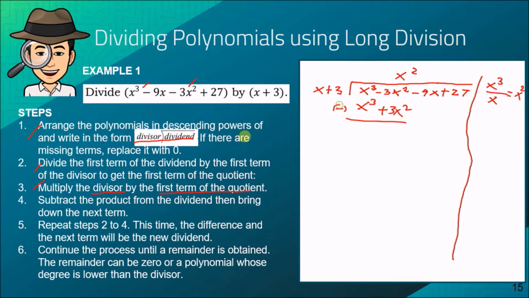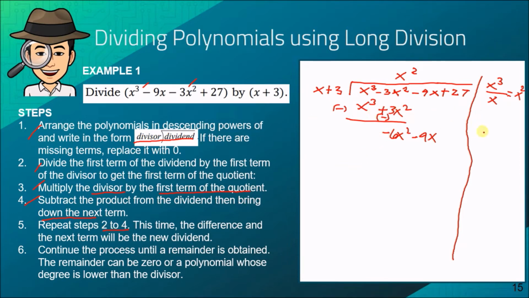Isusubtract natin yan according to step number 4. So you will have to cancel this as always. Nagka-cancel naman yan parati. And ito naman, isusubtract natin. Siyempre, ang rule of sign, papalitan natin ng negative ito. Saka natin i-add. Kaya magkakaroon tayo ng negative 6x squared. At saka i-bring down natin yung susunod na term na nasa dividend which is negative 9x according to rule number 4. And balik tayo sa step number 2 up to 4 ulit kasi meron pa tayong mga i-entertain.